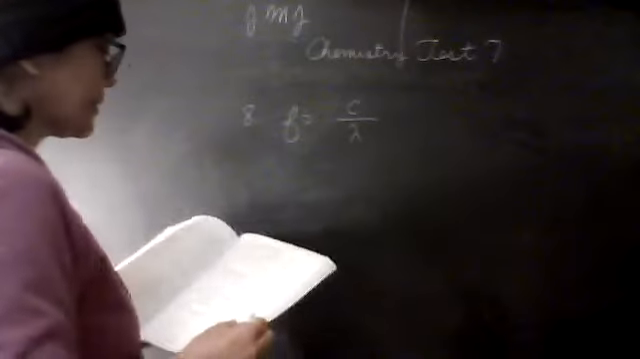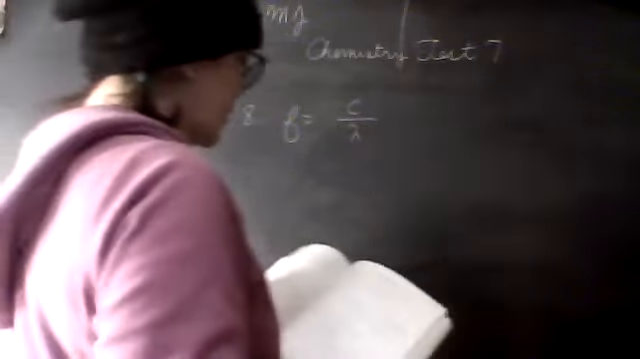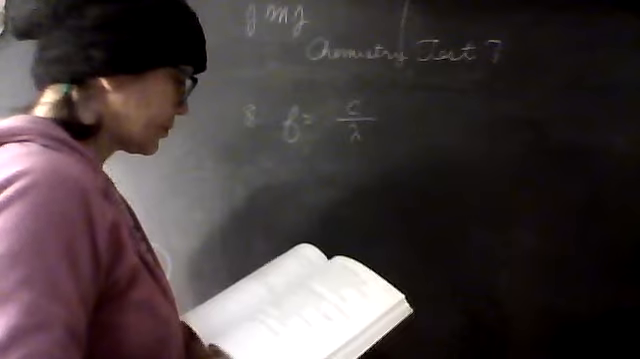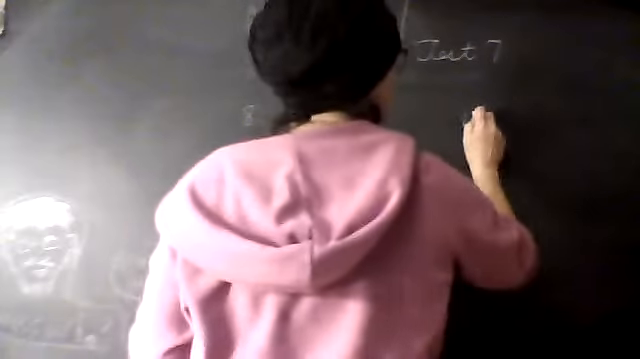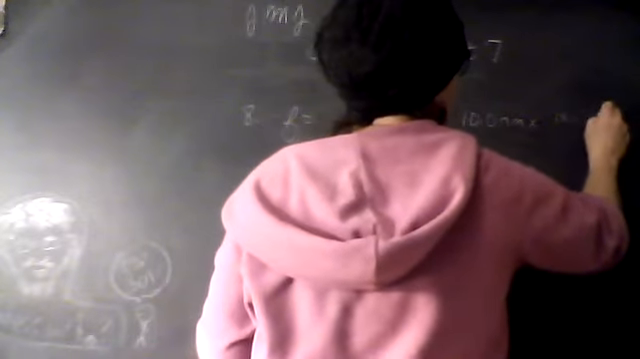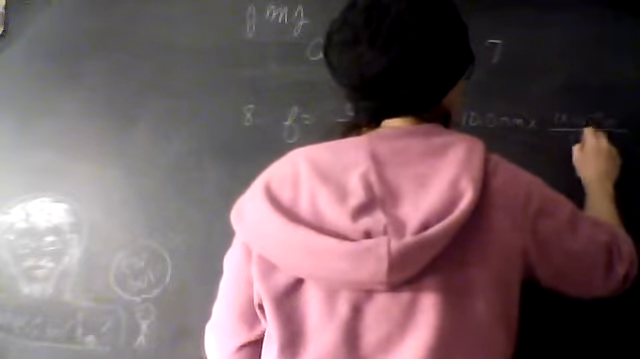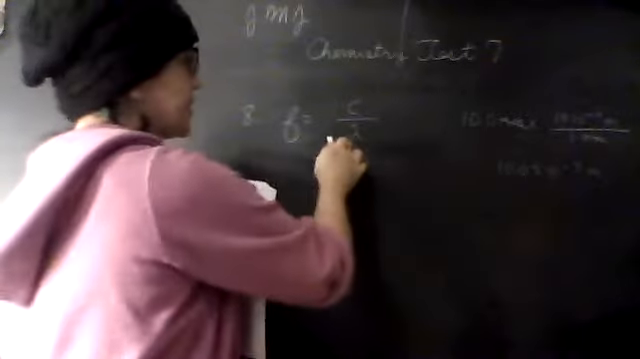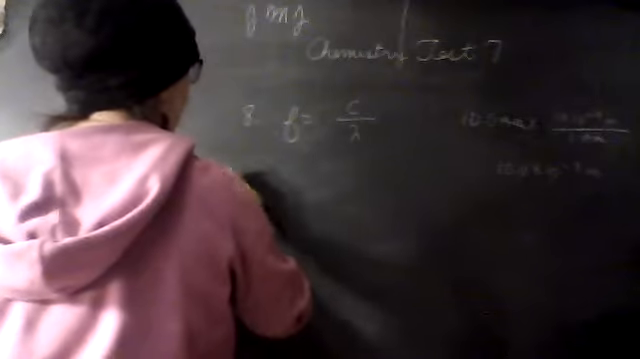A nanometer is 10 to the negative 9th meters, so we're going to use that so that we can have meters. Instead of saying 10.0 nanometers, we're going to express it in meters. There's 1 times 10 to the negative 9th meters for 1 nanometer, so it's 10.0 times 10 to the negative 9 meters. And that's how we will express our wavelength.